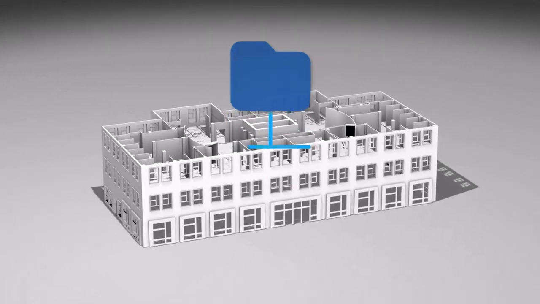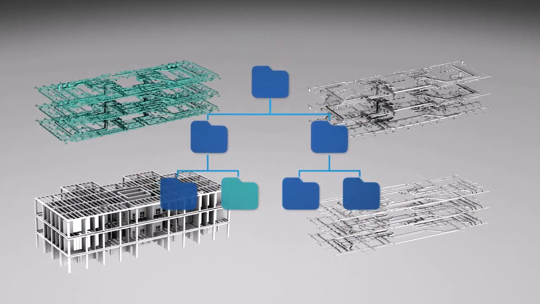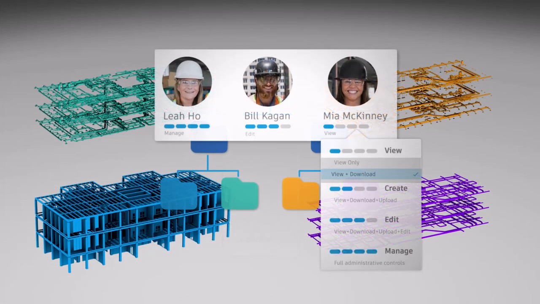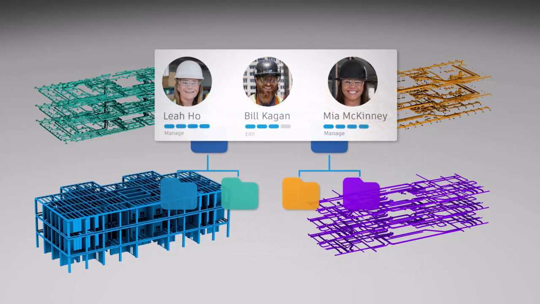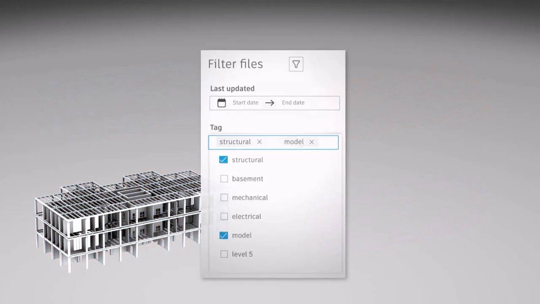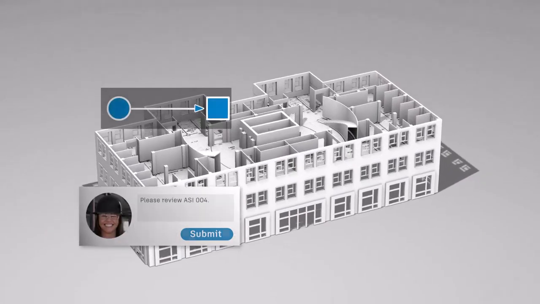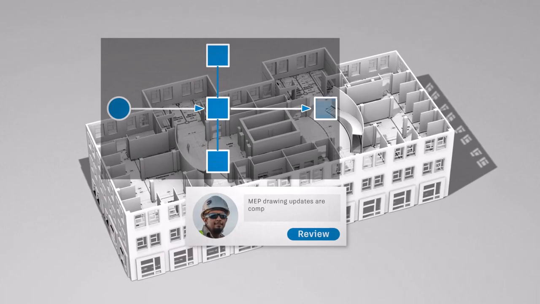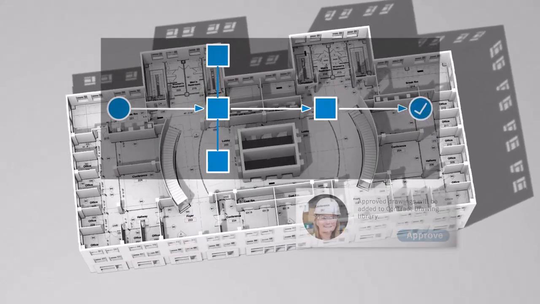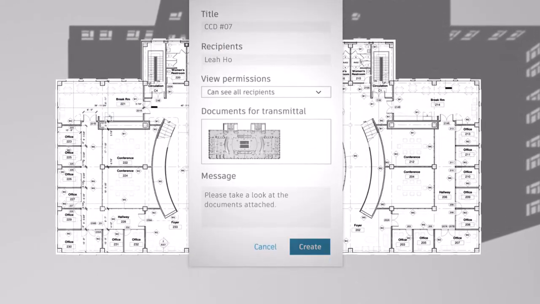You can keep the right information in the right hands with powerful document and version control. Customized folder structures and comprehensive permissioning keeps information organized. And advanced search makes it easy to find what you need in the office or on the job site. More advanced control is delivered through document review processes, making sure you only make information available when it is ready. And transmittals help you keep track of who has received what and when.